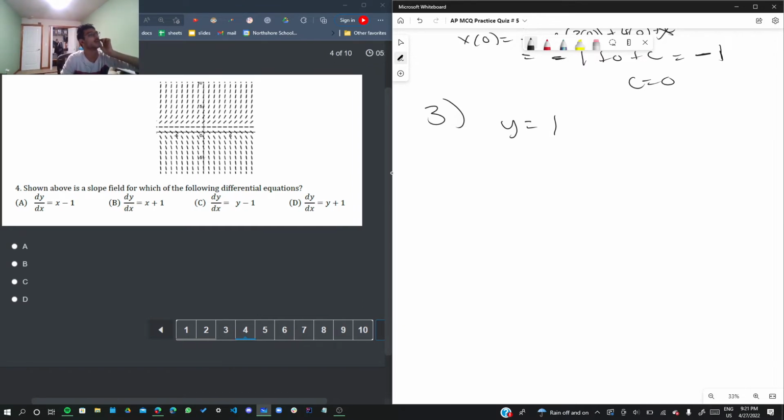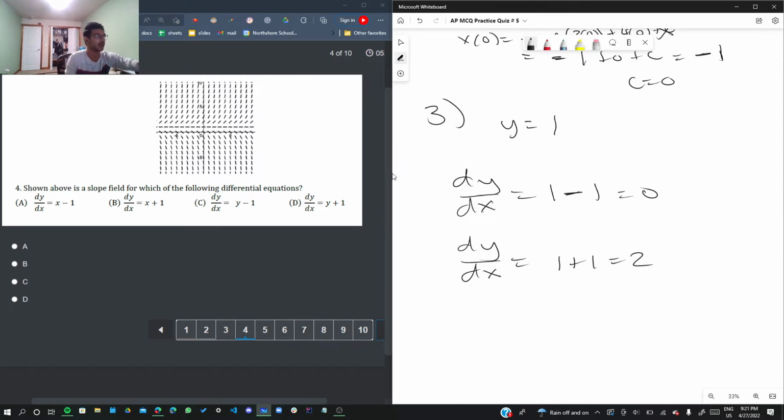C, so now we put y is equal to 1, right? If you put 1 in here, dy dx, if y is equal to 1, it's 1 minus 1 equals 0. Is the slope there 0? Yes. So it has to be C. If you do D, for example, then the slope is going to be our y value 1 plus 1 is 2. And over here, the slope is 0, not 2. So it can't be D. That means our final answer is C. All right, let's move on.